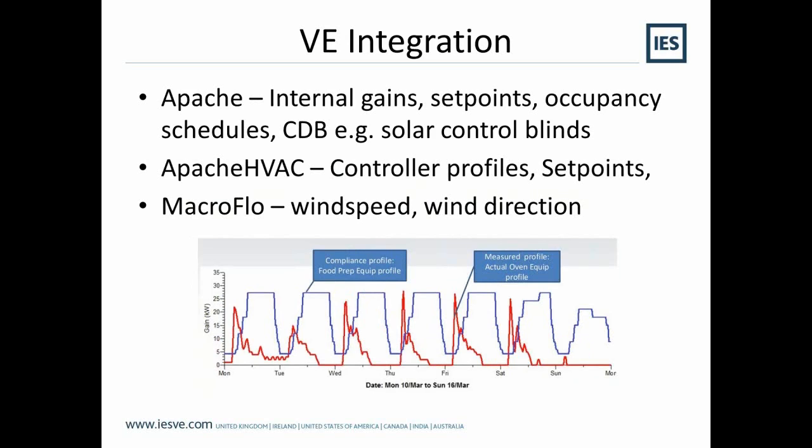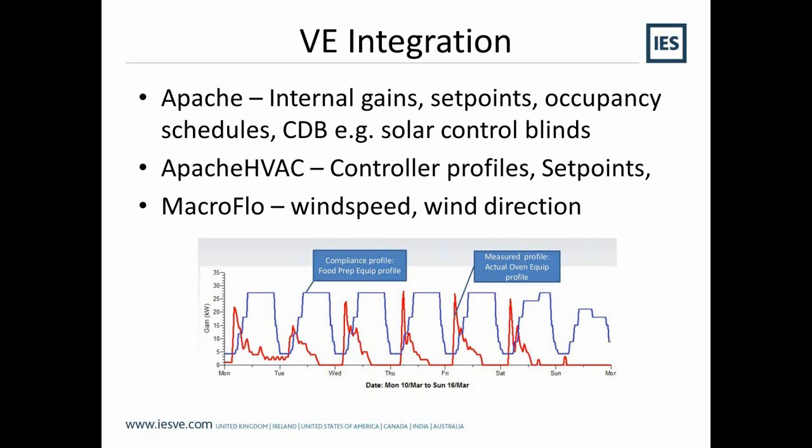This is an example in the compliance area, I guess. So this is in the UK. This would be the National Calculation Methodology, the NCM. Maybe in the States you're looking at ASHRAE. Australia, again, maybe Green Star. So with the NCM, there's a typical profile which ships with the NCM, and that's, in this case, a food preparation equipment profile, and that's the blue line.